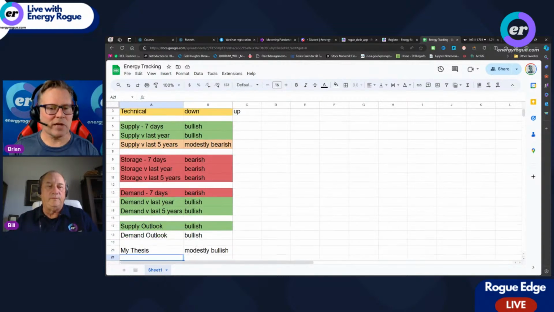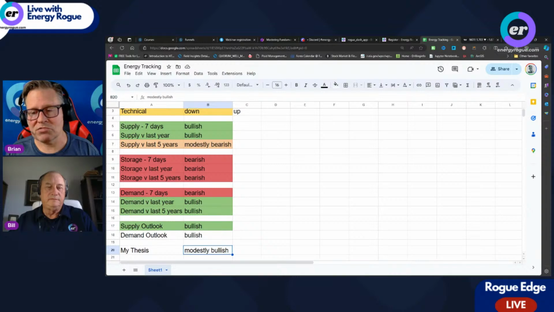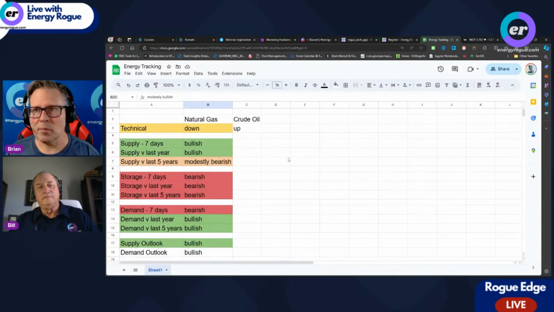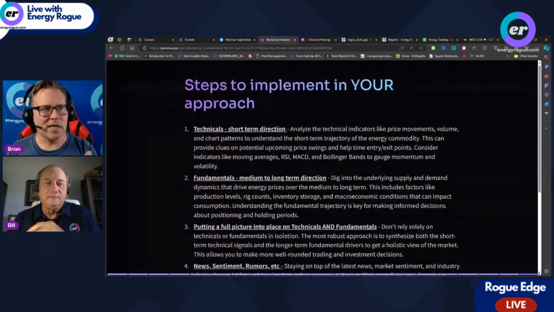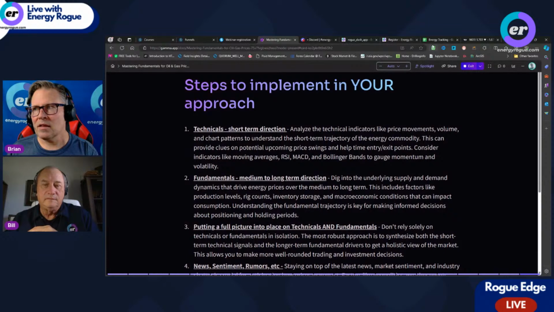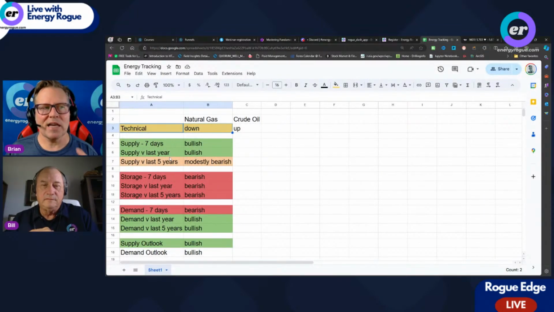My thesis on natural gas, I just did this yesterday. My opinion may change today or any day. Again, not financial advisors. I am modestly bullish from here. There is a technical reason, even though we're down, that I am staring at a different price level. But when I put this all together, look at the technicals, look at the fundamentals, these are the correlations that I see as most valuable. You may have different correlations that are more valuable to you.